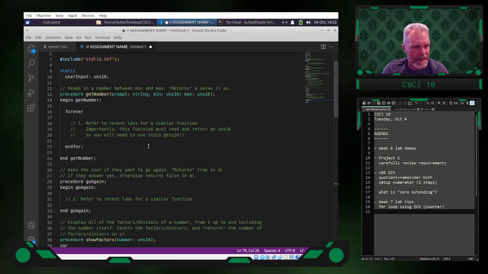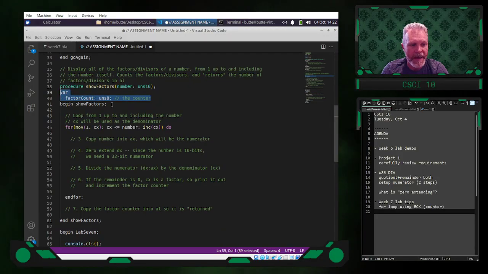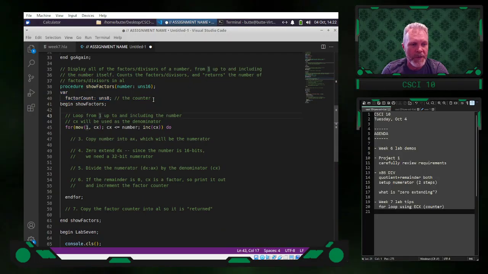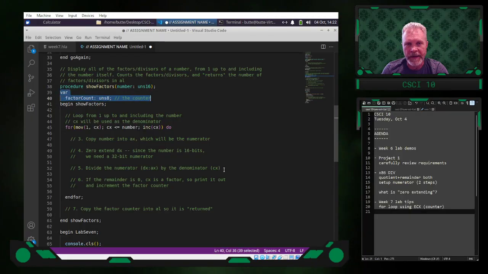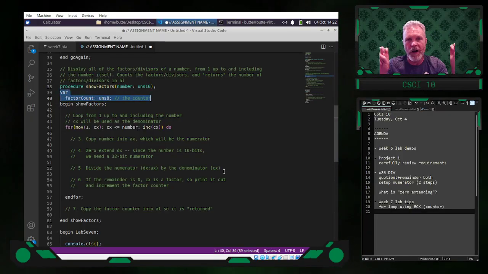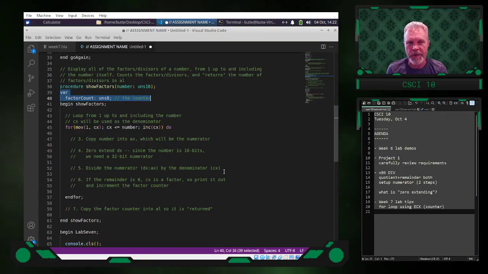So that's where that variable, in fact, where is that? Oh, it's in the var. I see what you're asking. Yeah, so there's the counter that we're using. So this var is for local variable making in HLA. So that's what we would call an automatic local variable. It's only available to the procedure itself.